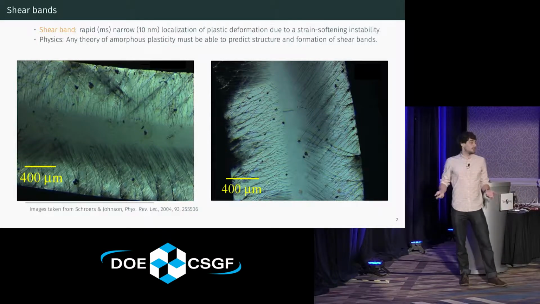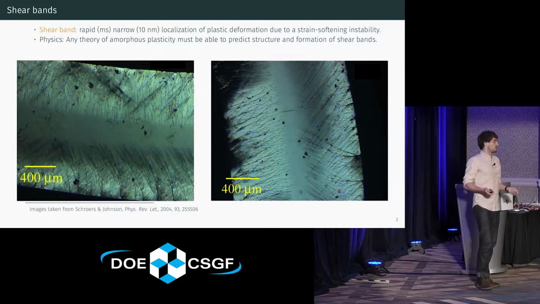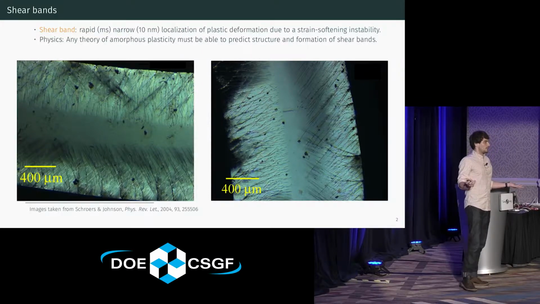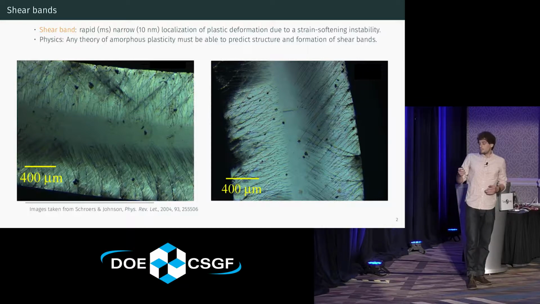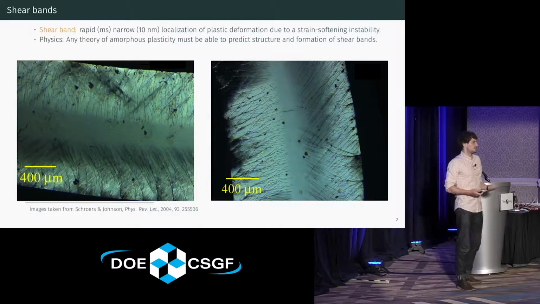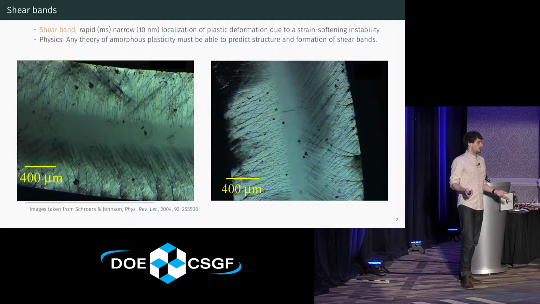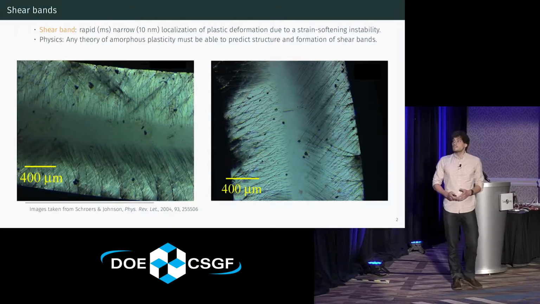And any such theory must be able to predict the structure and formation of shear bands to very high accuracy. So they're a really good test bed for any theory if you think you understand what's going on with amorphous plasticity. On the other hand, bulk metallic glasses are a very important class of materials with very interesting applications, but as I said on the previous slide, we can't use them until we understand and control shear bands.